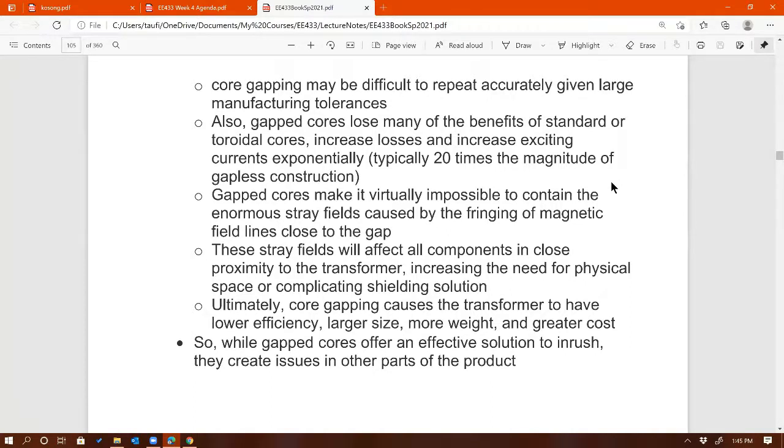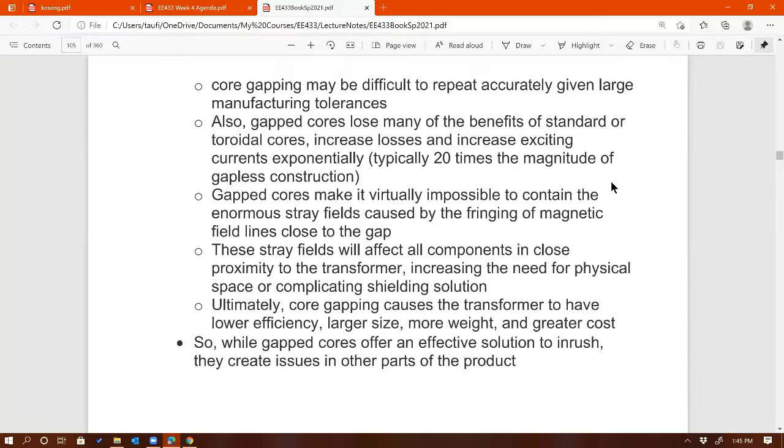And for some applications, you do want to have an air gap, such as a flyback transformer. The reason being, one of the equations that we looked at is that energy stored in a core is inversely proportional to mu. So the lower the mu, the larger the energy that can be stored in a core. So how do you lower mu? How do you lower the permeability of the core? By introducing an air gap.